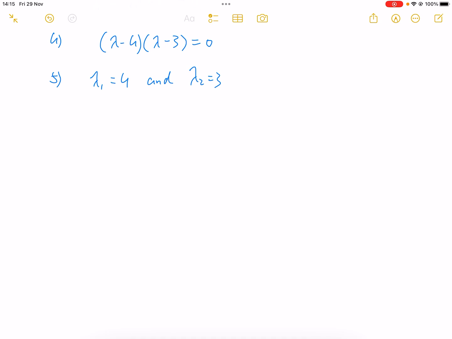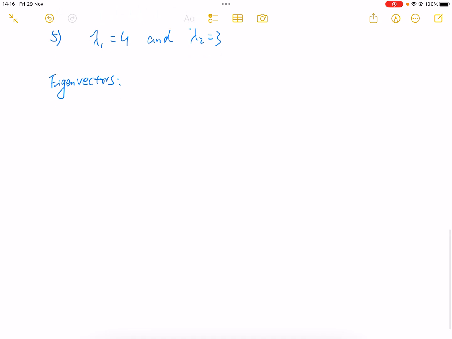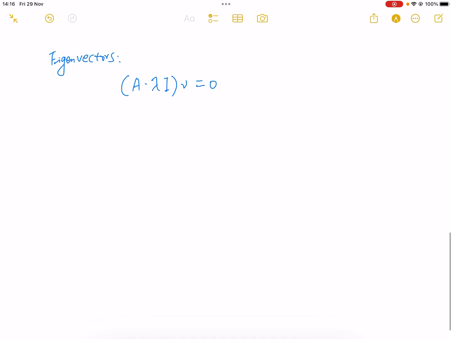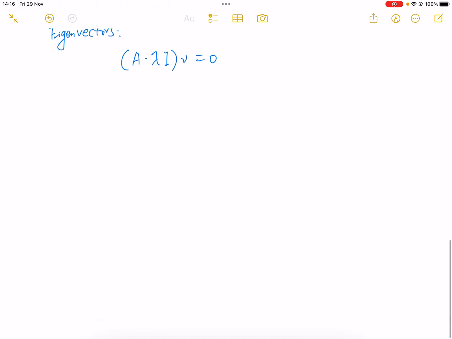Now we can find the eigenvectors. We now find the eigenvector for each eigenvalue. Remember, eigenvectors satisfy the equation A minus lambda times I, the identity matrix, times eigenvector v equals 0. First, we find the eigenvector for lambda 1 equals 4.